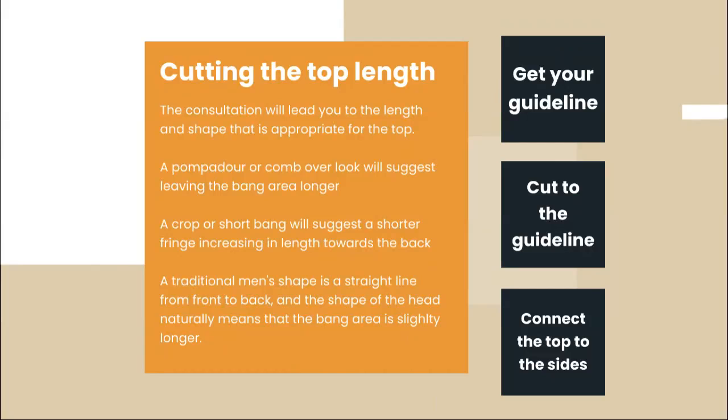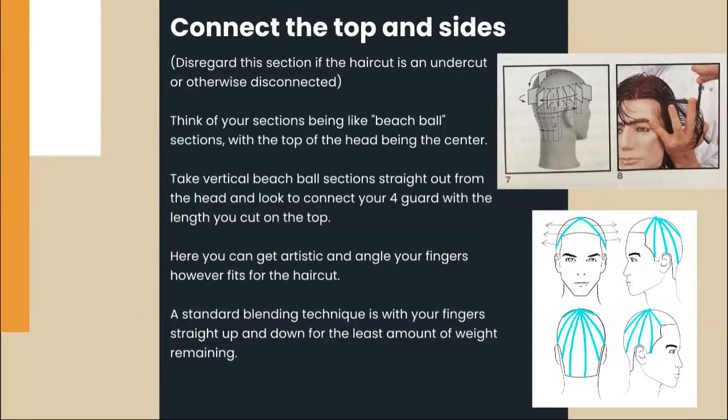So now that our top is cut, we will connect it to the sides. If this is an undercut or a disconnected haircut, you can disregard this section. Think of your sections being like beach balls, with the top of the head being the center. Take vertical beach ball sections straight out from the head and look to connect your foreguard with the length that you cut on the top.